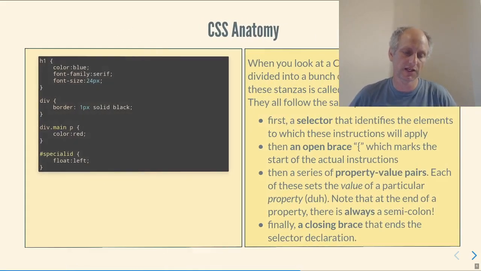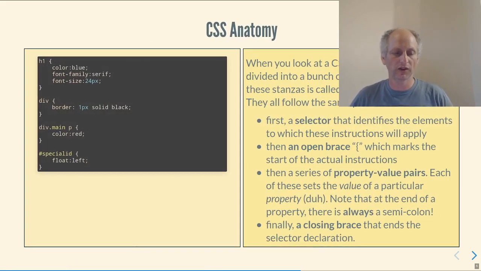So let's just take a look at what a CSS rule set looks like. You'll see when you look at a CSS file, it's divided into a bunch of stanzas like this. I call them stanzas. Really, their name is selector statements, and each selector statement can also be called a rule set. They follow the same pattern. You have a selector at the beginning. So the first one is h1, the second one is div, and then we notice they're a little bit more confusing as we continue. div.main p and #special ID.